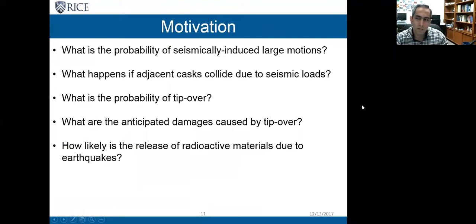So the final goal of my project is to estimate the seismic risk to the vertical dry casks. And to do that, I need to answer questions like the probability of seismically induced large motions. I also want to know what happens if two adjacent casks hit each other because of large motions, or what happens if a cask falls down and hits its foundation. In this presentation, I will talk about the seismic analyses and the tip-over analyses.